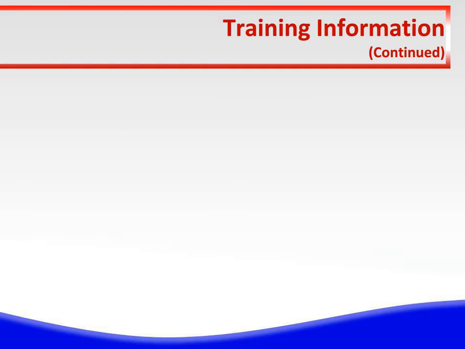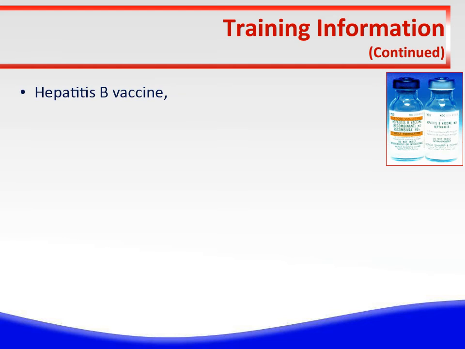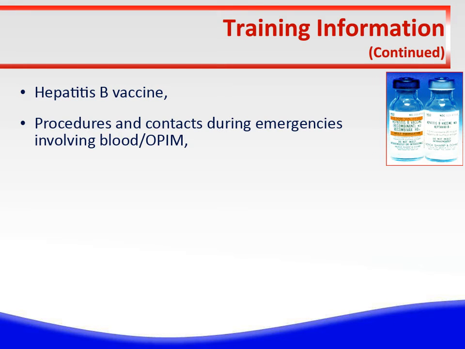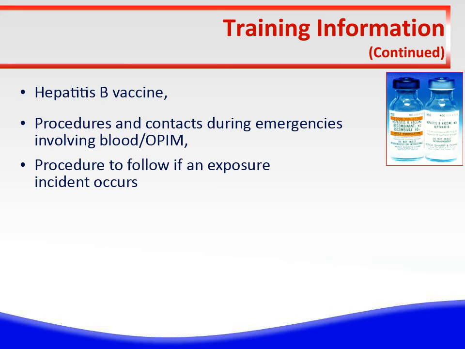Other training elements include information on the hepatitis B vaccine, including information on its efficacy, safety, method of administration, the benefits of being vaccinated, and that the vaccine will be offered free of charge. Information on the appropriate actions to take and persons to contact in an emergency involving blood or other potentially infectious materials. An explanation of the procedure to follow if an exposure incident occurs, including the method of reporting the incident and the medical follow-up that will be made available.